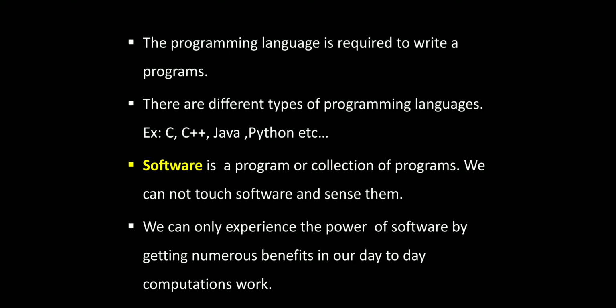Then software. Software is a program or a collection of programs. Till now we have discussed only programs. Programs are used to write some instructions to the computer. Those programs we call software. That may be a single program or a collection of programs. We call it software. Software is a program or a collection of programs.